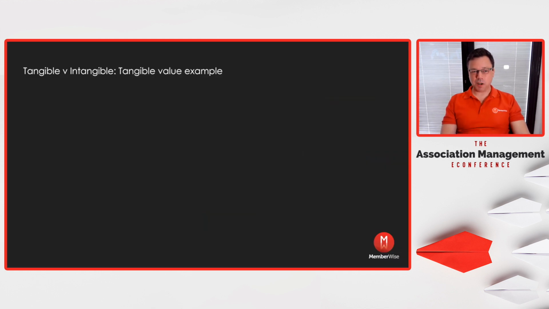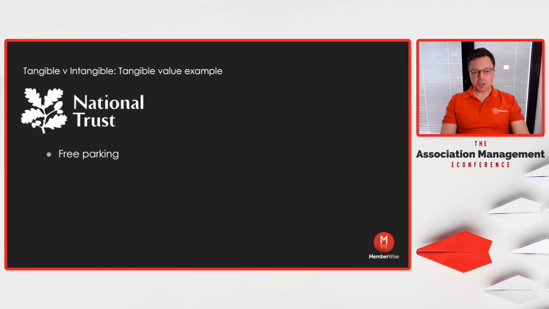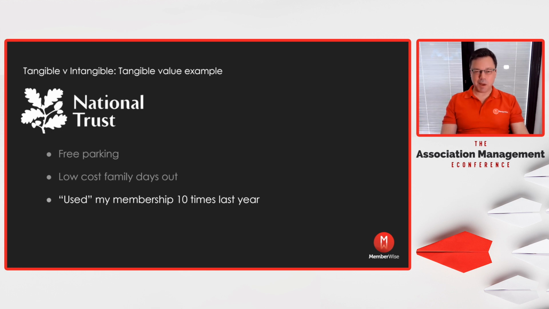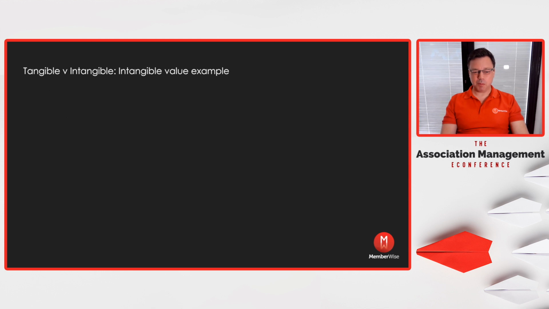Value is also provided in a tangible way and an intangible way. So I want to quickly give you some examples before I finish up today. So in terms of the actual tangible side of things, let's look at the National Trust. If you're a member of the National Trust, you get free parking, low cost family days out, and ultimately you can say that you used your membership perhaps 10 times a year. So from a transactional perspective, there's value there. So when it comes to renewal, it can perhaps be a no-brainer.